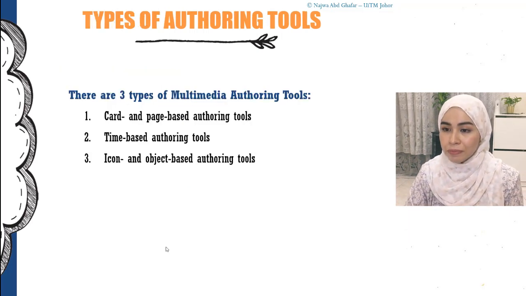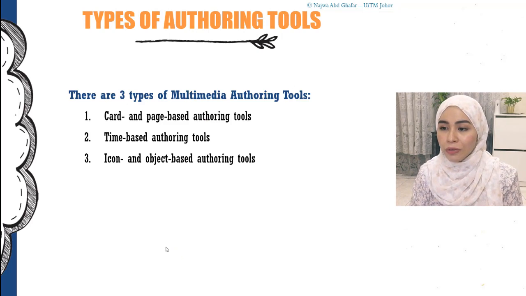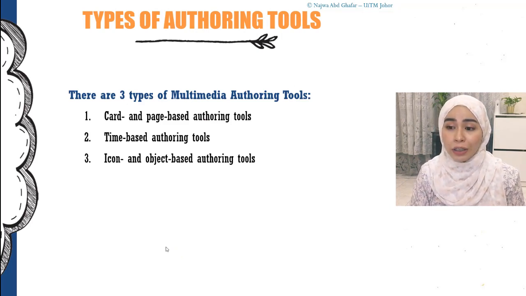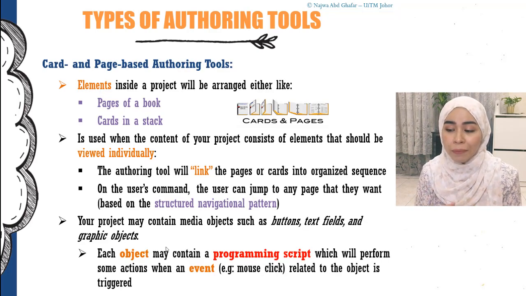All right. When it comes to authoring tools, there are three types that you need to know. We have card and page-based authoring tools, time-based authoring tools, and icon and object-based authoring tools. I'll go into each one so that you know the differences between the three. The first one is card and page-based authoring tools.